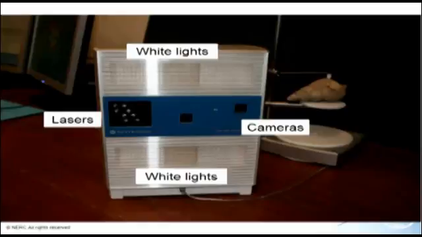So this is the unit itself. It's small enough to put it in a briefcase and travel around with it if you wish to. It has white lights at the top and the bottom that illuminate the specimen to take color photographs, and when you're doing the initial setup, you have 2 cameras on this, and you have the laser source on the left.